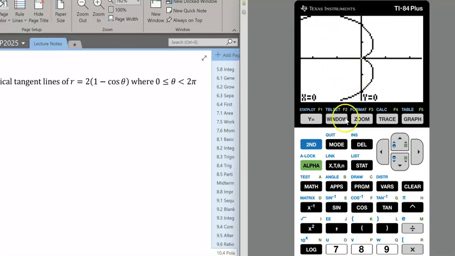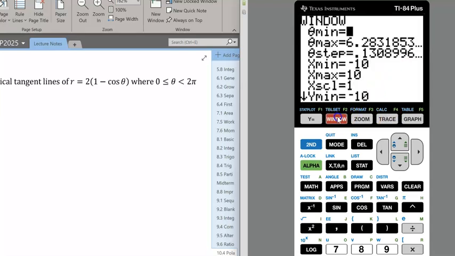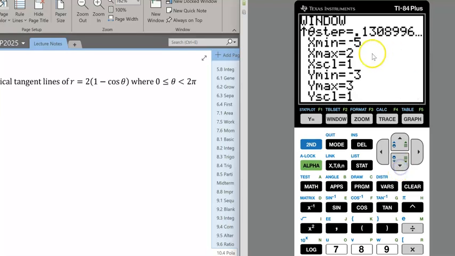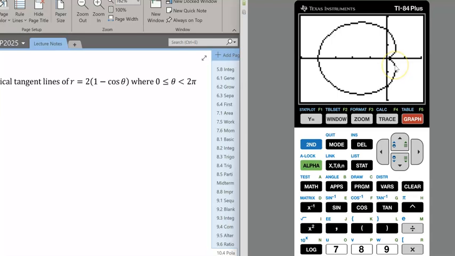Notice that I've zoomed in a little bit too much. I can't really see the left side of it. And when I zoom out, this is what I see. So now I'm just going to adjust my window slightly so that I can have a better idea of what this function looks like. I just played around with the window a little bit to get some values that work for me. And now I have a good idea of what this polar graph looks like.